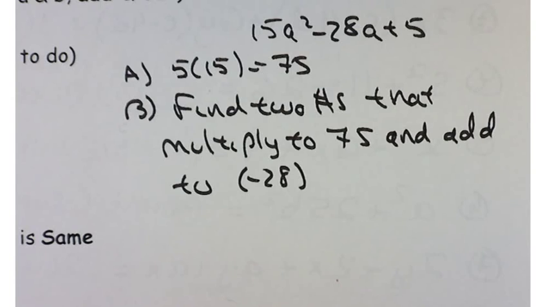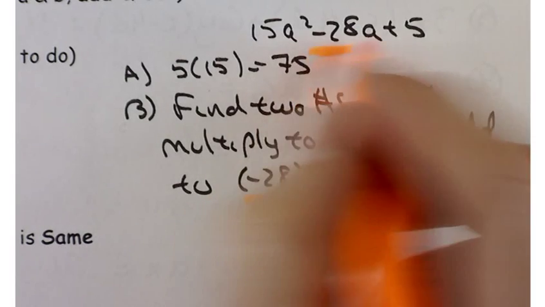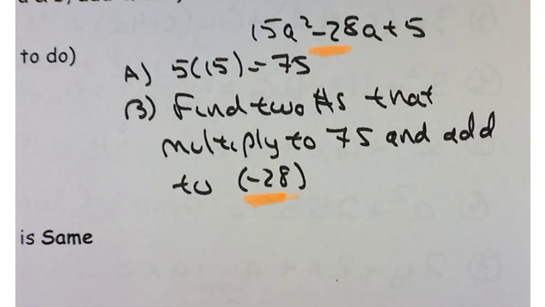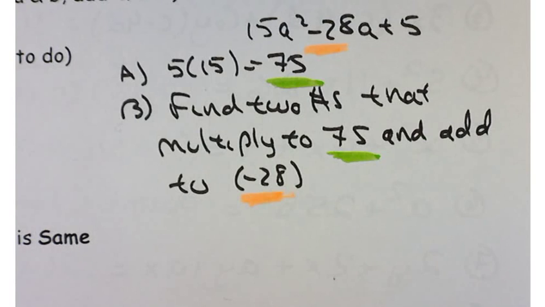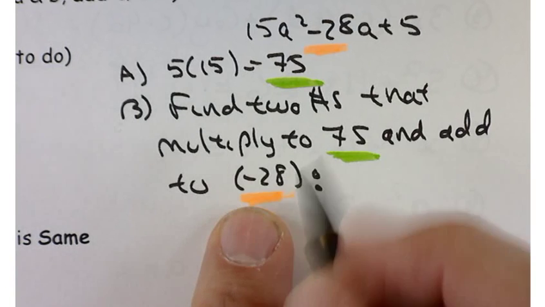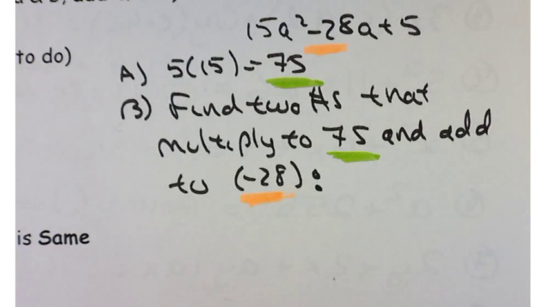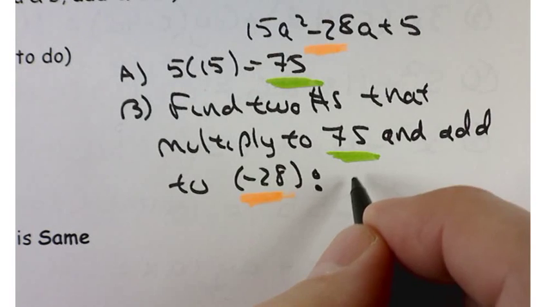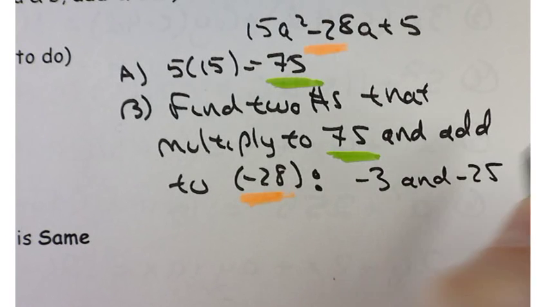The negative 28 comes from that middle number, and the positive 75 comes from this number. Now whatever those numbers are, both have to be negative. So a negative times a negative will be a positive, but a negative plus a negative will still be negative. Those two numbers, to kind of move this along a little bit, would be negative 3 and negative 25. Those are the two numbers that I needed.